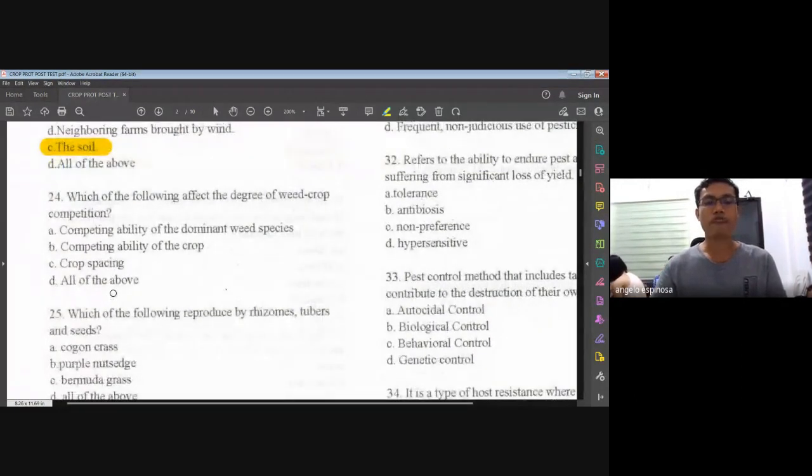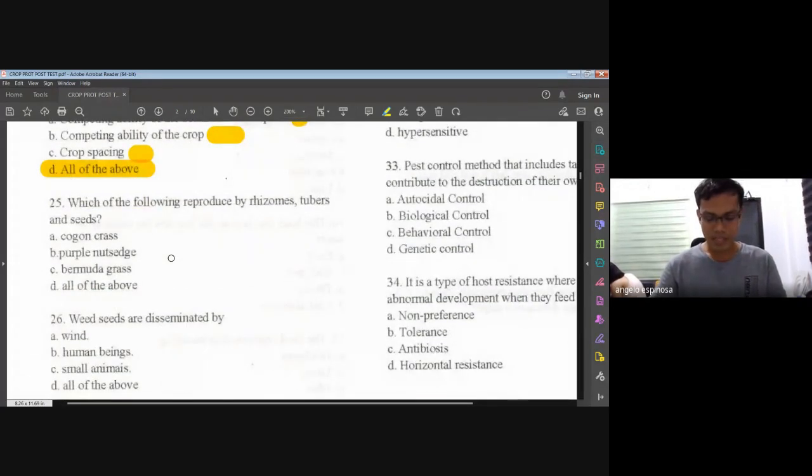Okay, and then number 24, which of the following affect the degree of weed crop competition? The correct answer here is all of the above. That is letter D. The competing ability of the dominant weed species, competing ability of the crop, and crop spacing. Yun yung nagiging dahilan kaya nagko-compete yung weed doon sa plants when it comes to the nutrition. And that's what we call allelopathy, because allelopathy is something that the plants or weeds provide, chemicals or hormones or other things na pwedeng ikamatay ng iyong major plant. Okay?